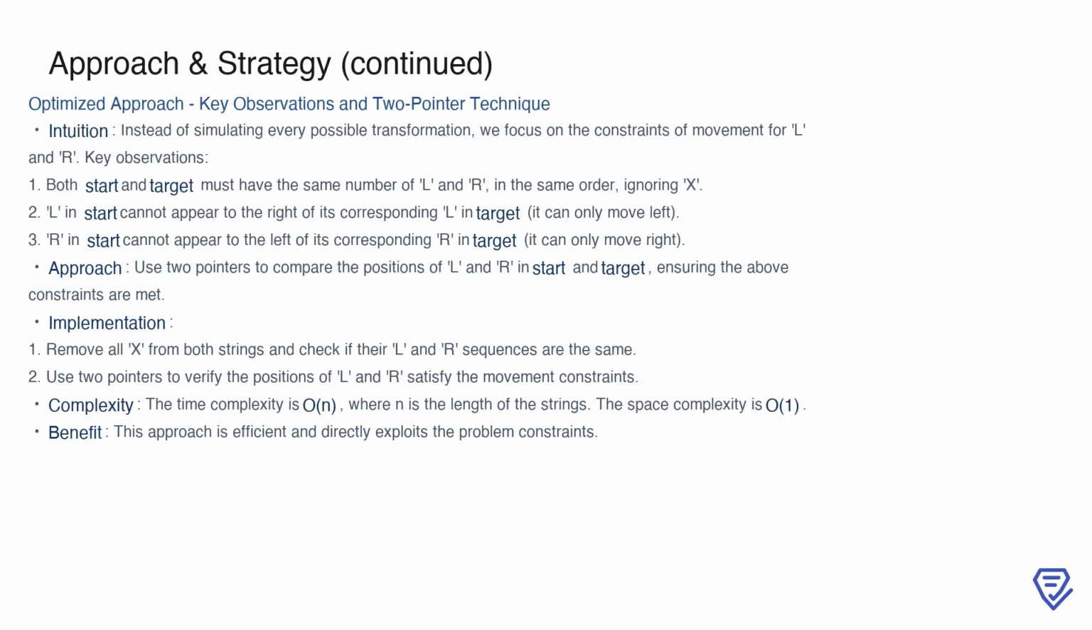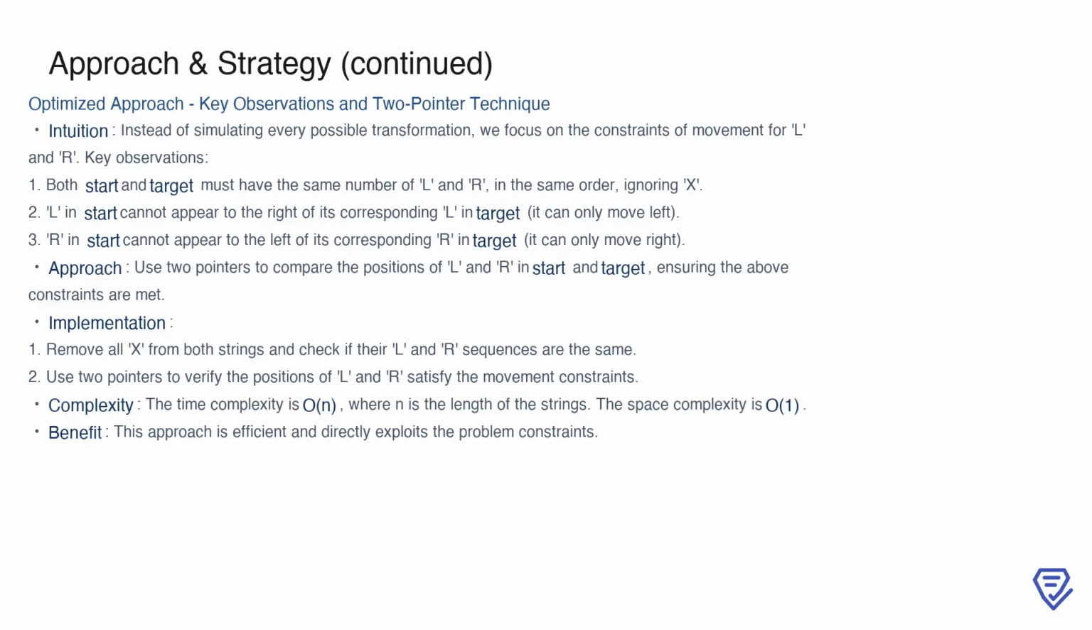Now, moving on to a more efficient solution, we can use an optimized approach that leverages key observations about the problem constraints. Instead of simulating every possible transformation, we focus on the movements of L and R. The first key observation is that the start and target strings must have the same number of L and R, in the same order, when ignoring X.